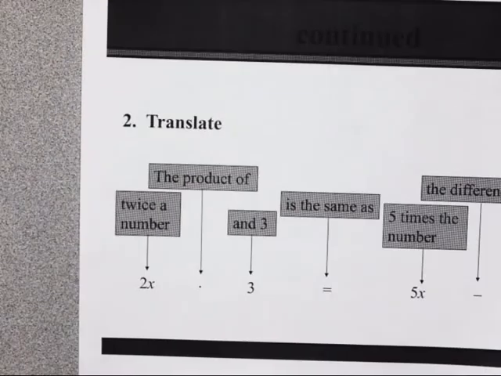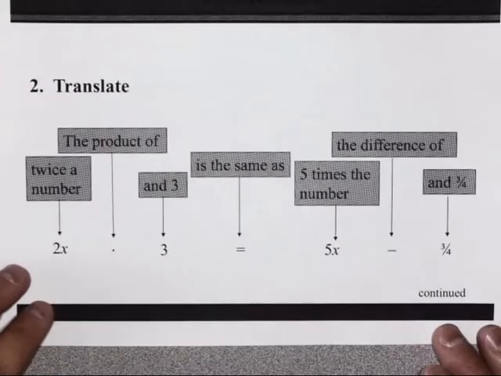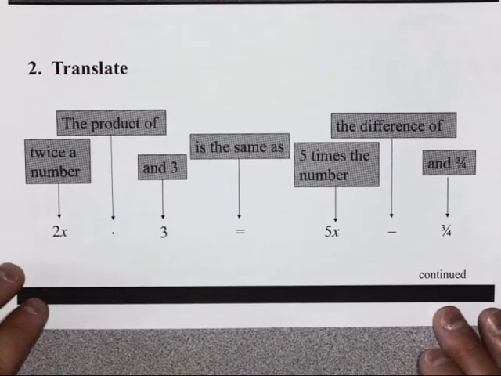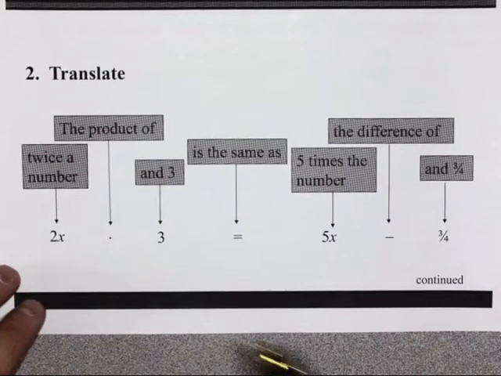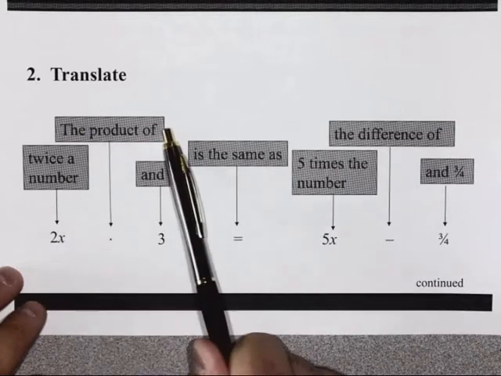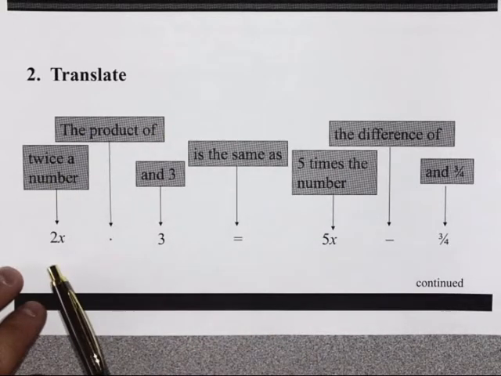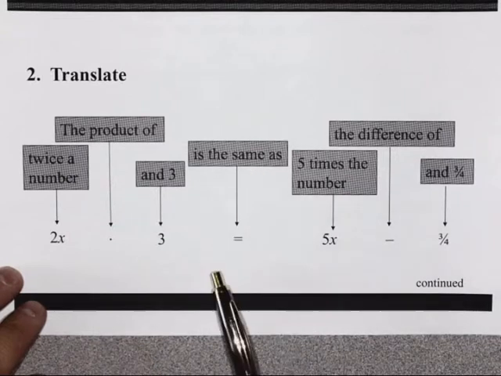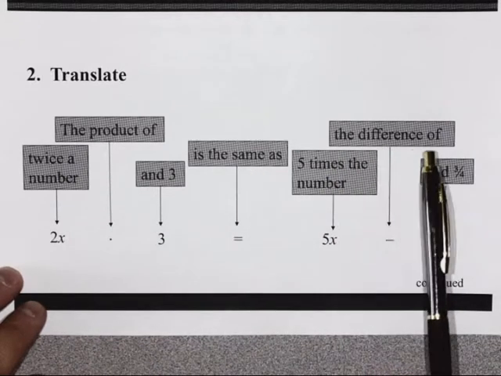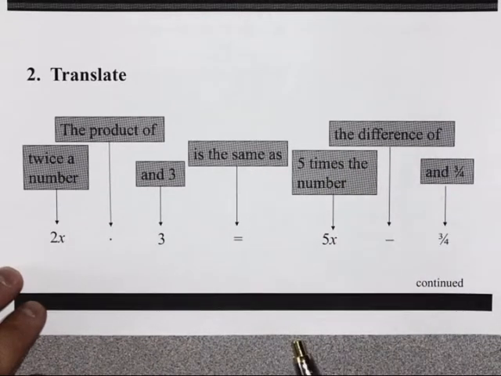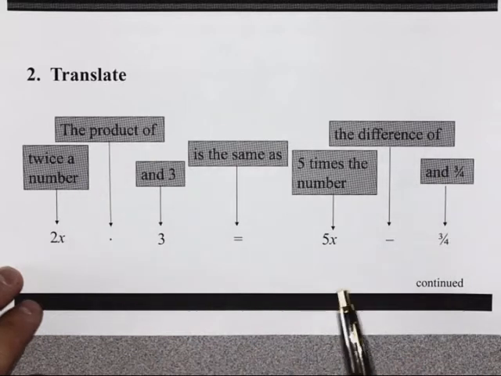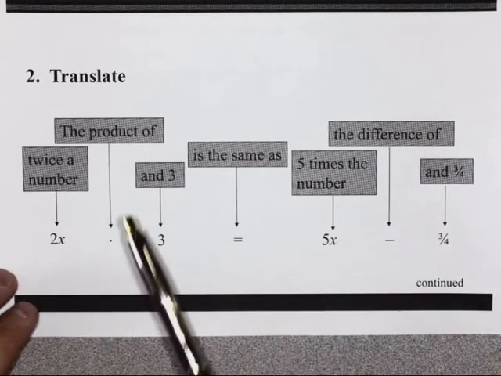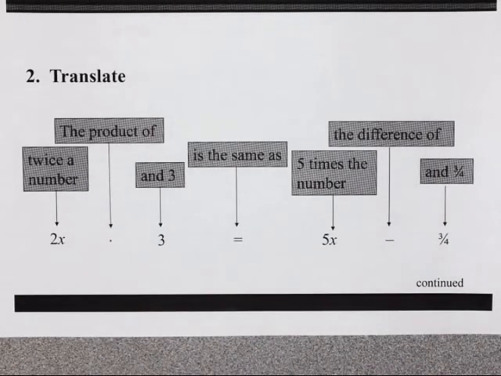So here's what that would look like. Once again, looking at the key words here. Twice a number is 2x, so the product of twice a number and 3, so that's the first part of the sentence, is the same as the difference of 5 times the number and 3/4. So this is the entire sentence, and then it's broken up into the sentence fragments that represent each part of the equation. So that's a nice visual.